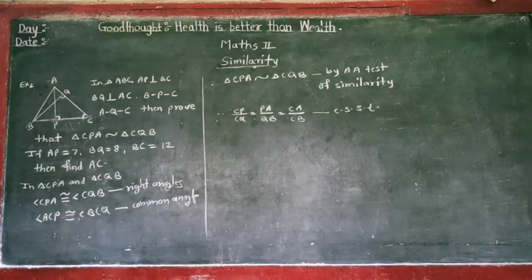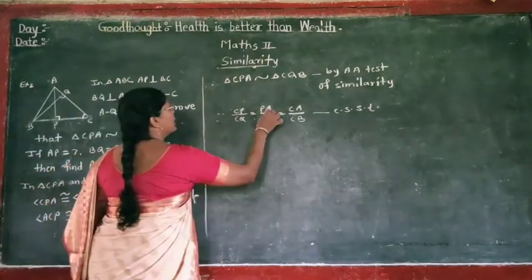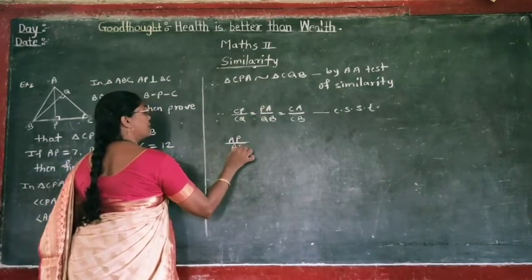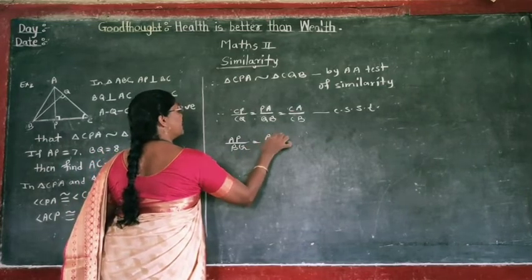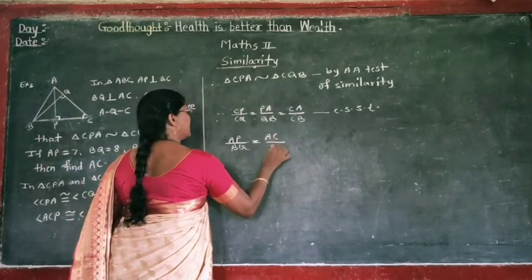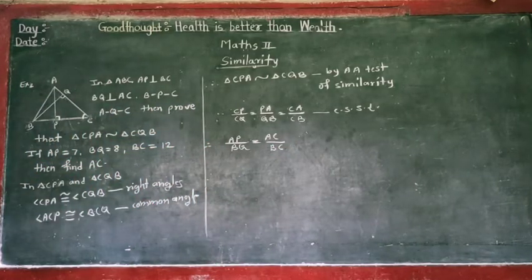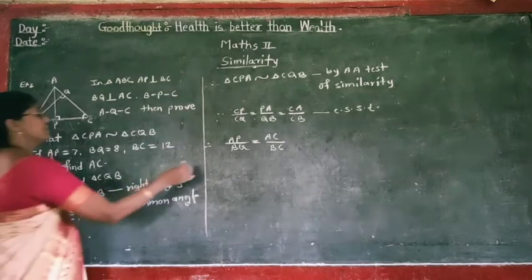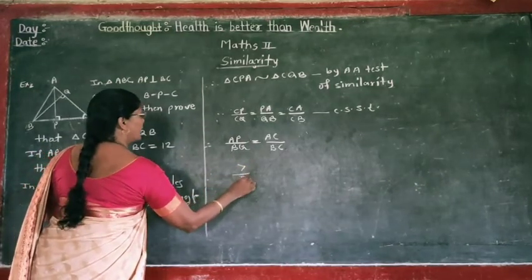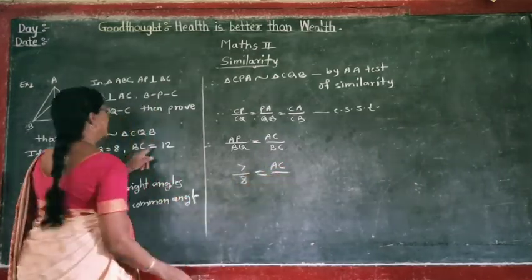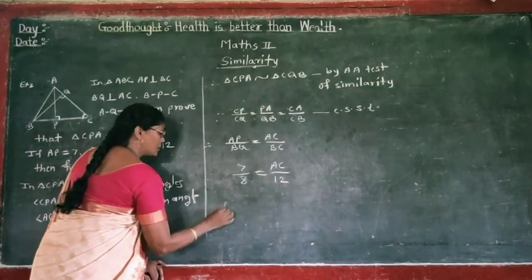Now, CP and CQ are not given and they are also not required. We require two ratios. PA, that means AP. QB, that means BQ. CA, that means AC. And CB, that means BC. Now put the values of AP, BQ, AC and BC. AP is 7, BQ is 8, AC is required and BC is 12.